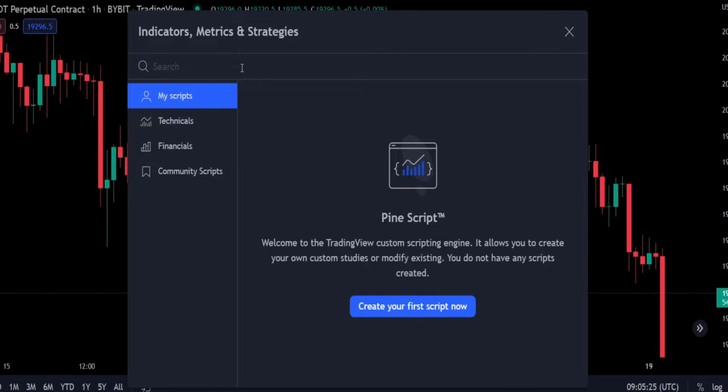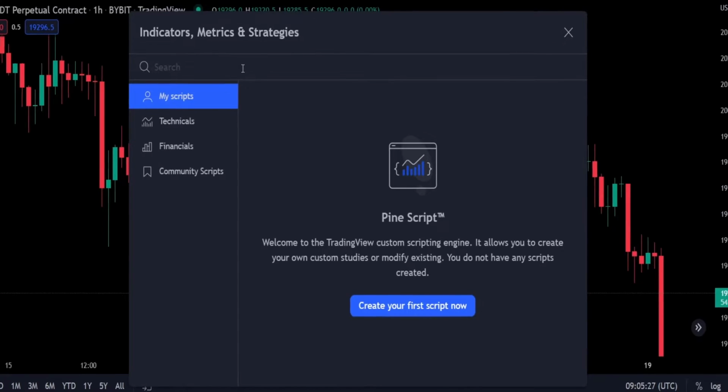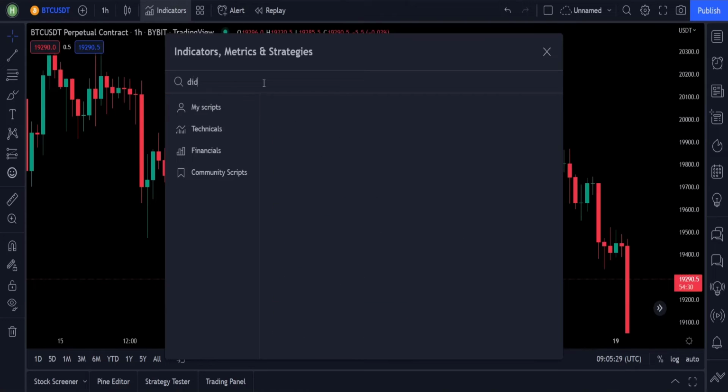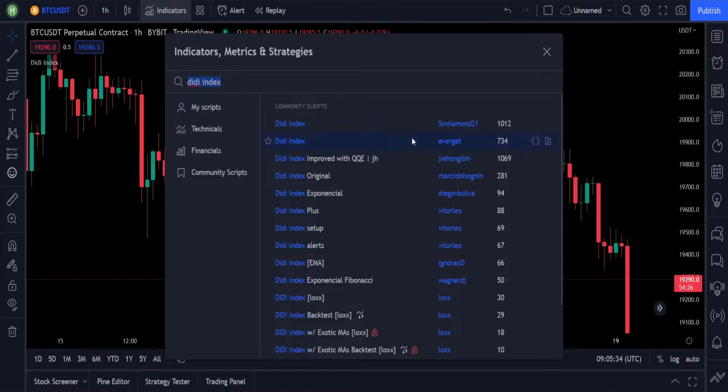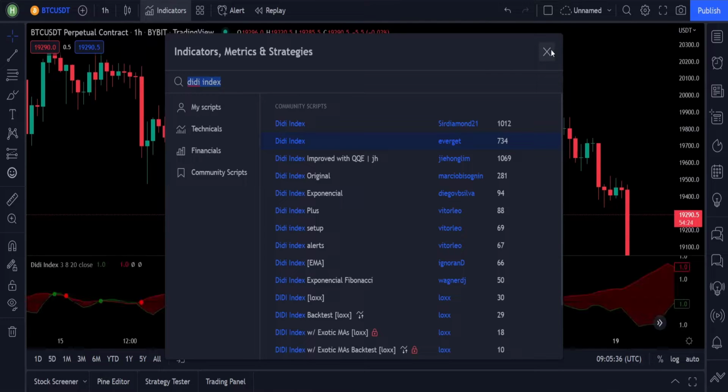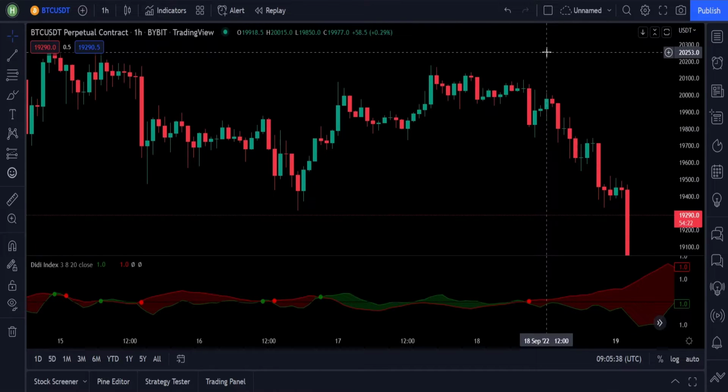The first indicator we're going to add is Didi Index by Evergit. The Didi Index is an oscillator-based technical indicator designed for trading in the foreign exchange market. It's a powerful indicator to trade in trending markets and to determine market reversals.